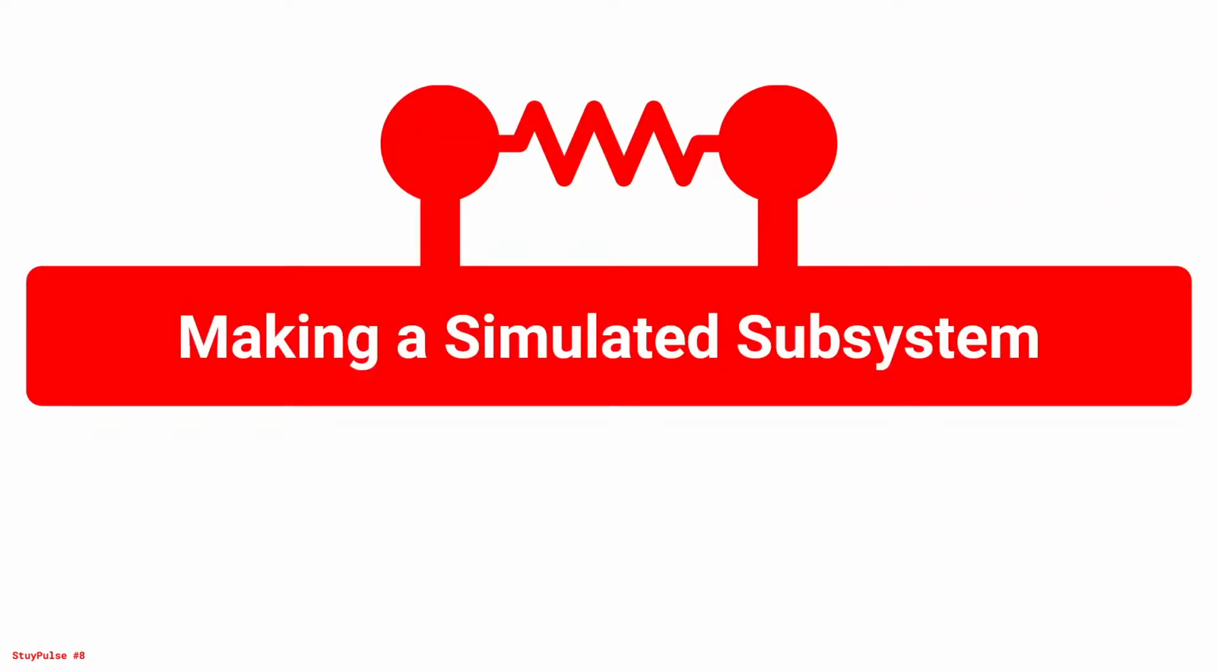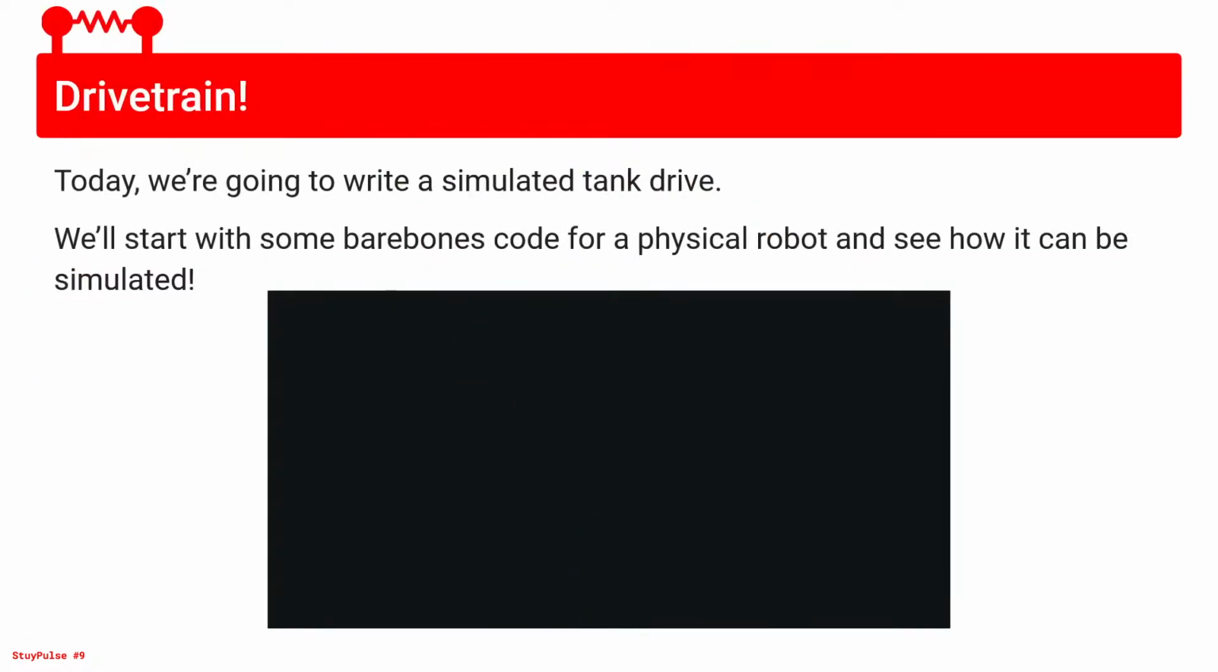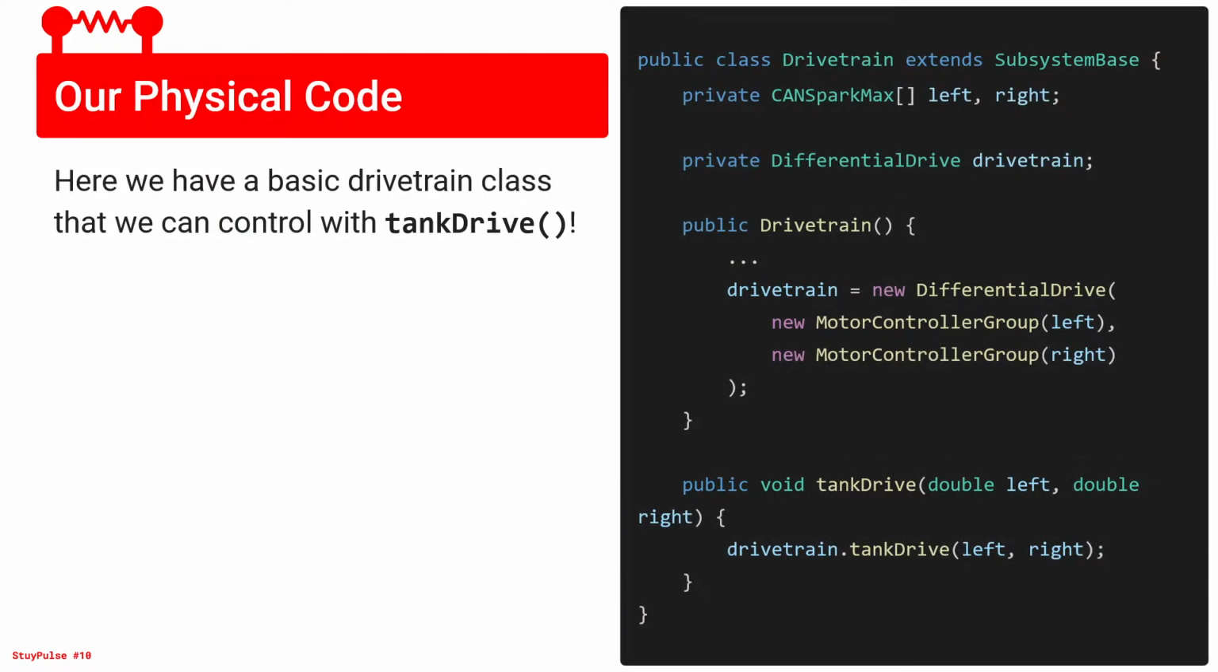Okay, I think it's time to get to the good part: making a simulated subsystem. We're going to talk about simulating a drivetrain today, so we're going to walk through the simulation process of a drivetrain. To do that, we're first going to start off with the bare bones physical robot code that you guys are hopefully familiar with, and we'll see how that can be simulated.